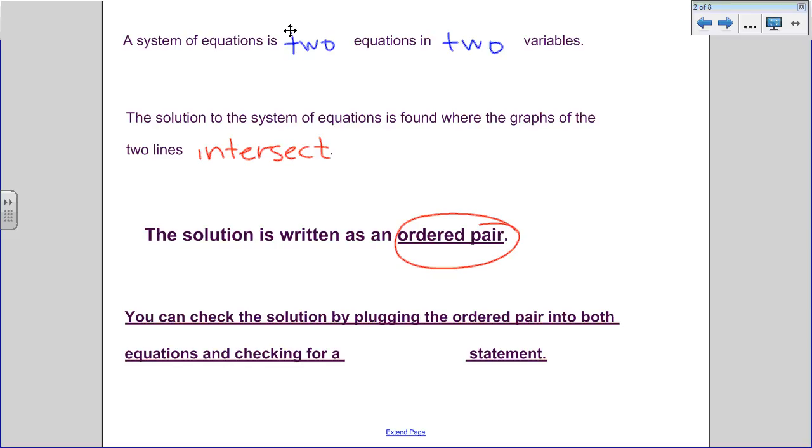And then keep in mind, regardless of which method we use, we can always check our solutions by plugging the ordered pair into both equations and checking for a true statement, okay? If what you're telling me is the answer makes either of the equations false, that means you're wrong, and you need to go back and start looking for your mistakes. So, let's take a look at what our steps have to be.